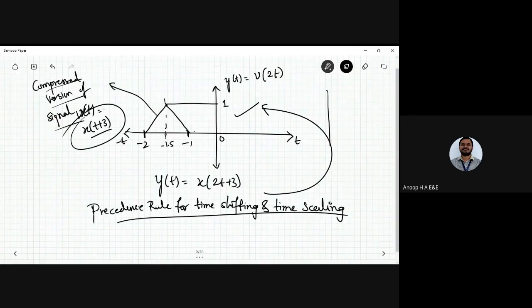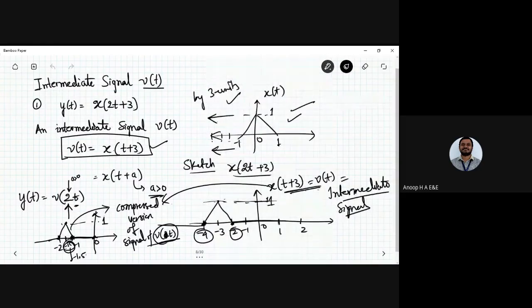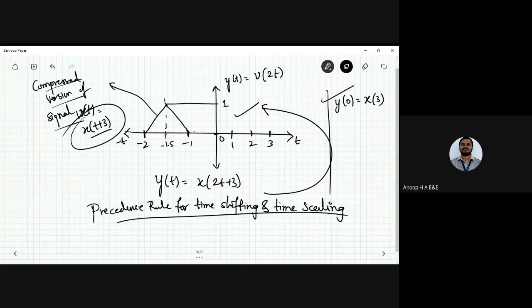And you can also verify it. y of 0 would be equal to x of 3. You can see here, 0, 1, 2 and 3, y of 0 is this one, x of 3. Again, you can see this signal x of t plus 3. What is the value of x of 3 here? This is also having a value of 0 there. So you can verify it. So it has been verified.